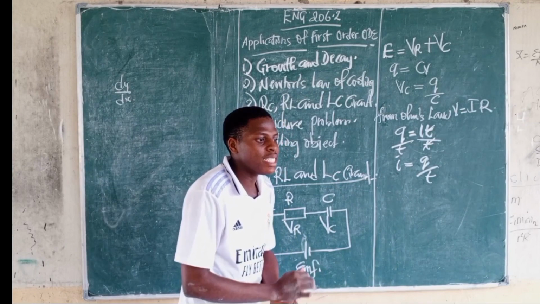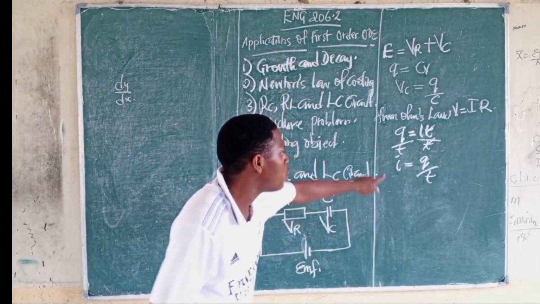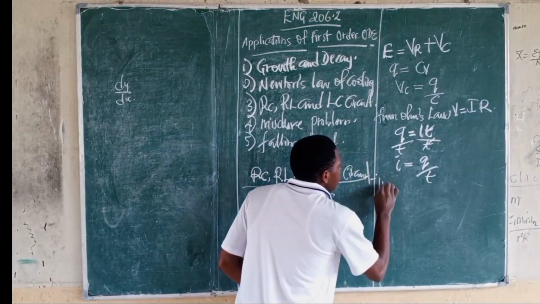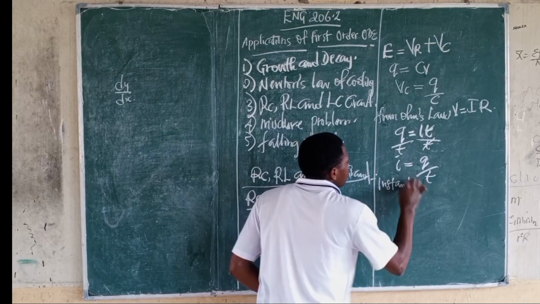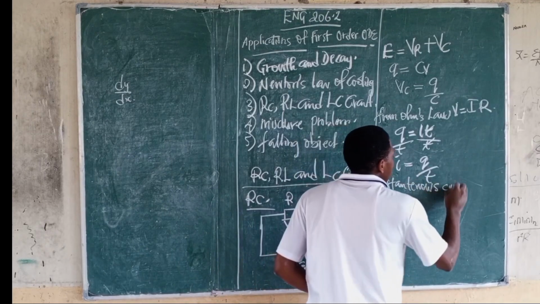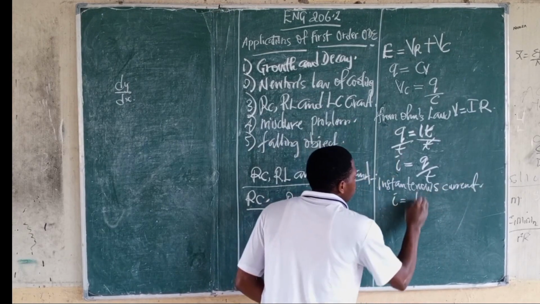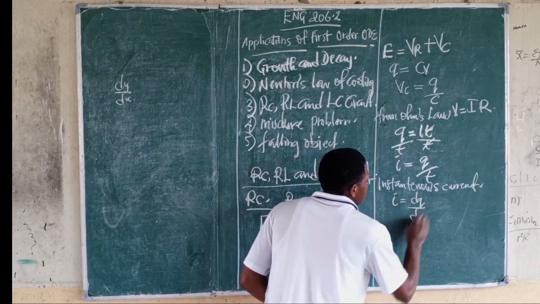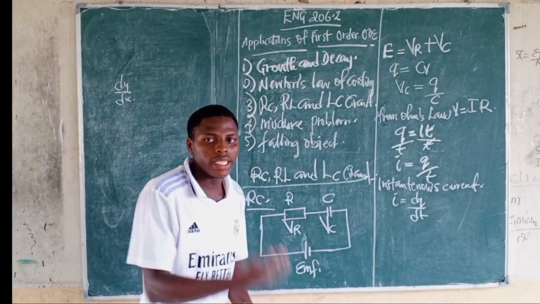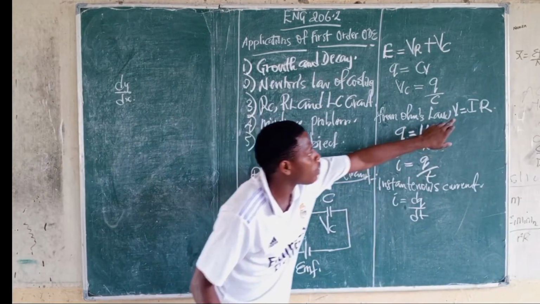Now, we are not interested in getting the total current. We are interested in getting the instantaneous current. To get your instantaneous current, we differentiate. Now, differentiating, for instantaneous current, small i is equal to dq over dt. That is the formula you use to get your instantaneous current.